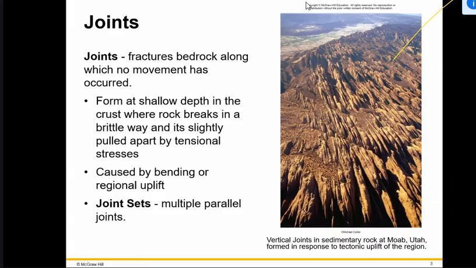There are two types of fractures. The first one is called a joint. So a joint is a fracture in bedrock along which you don't have any sort of movement. That is the first type of fracture. They form at shallow depths in the crust, where the rocks break in a brittle way and are slightly pulled apart by what? Tensional stresses.